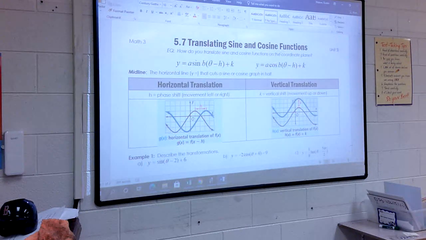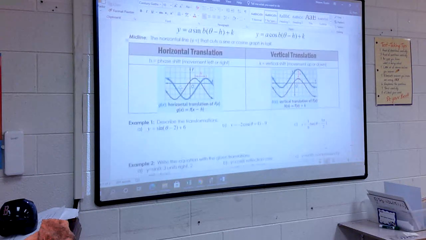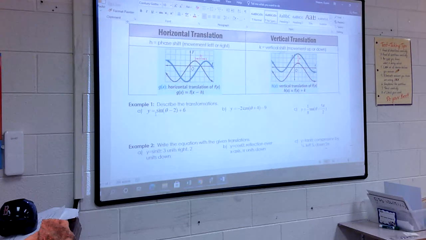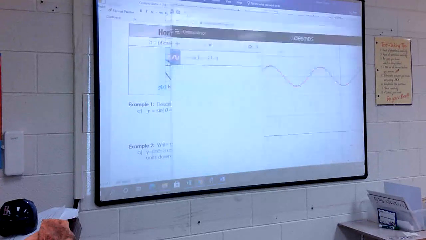So let's look at example 1. In example 1, it says the sine of x minus 2 plus 6. And I want you to describe the transformations. And we can look at the graph, but we should really be able to describe it just from the equation. But I'll show you the graph also. So I'm on Desmos, y equals sine x minus 2 and then plus 6. So this is the graph that I end up with.